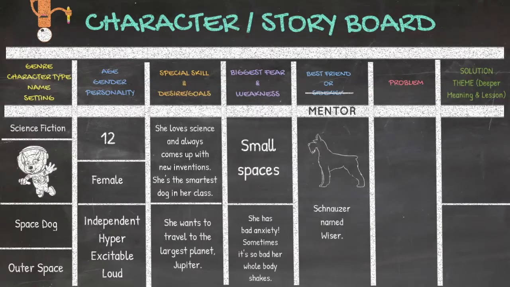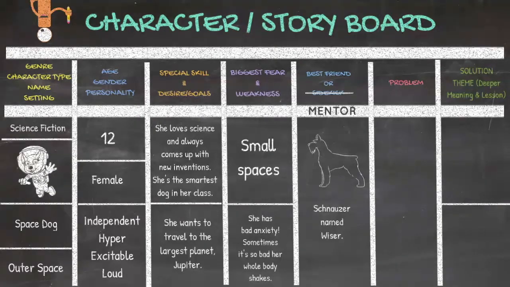Also think about who she might meet along the way and how that might present another problem. Maybe there's a villain in the story. Now, whatever you decide the solution should be, think about the deeper meaning, the theme of your story as well. What is she gonna learn in the end? What is she gonna learn about herself? And ultimately, how is she gonna change to become an even better character by the end of the story?